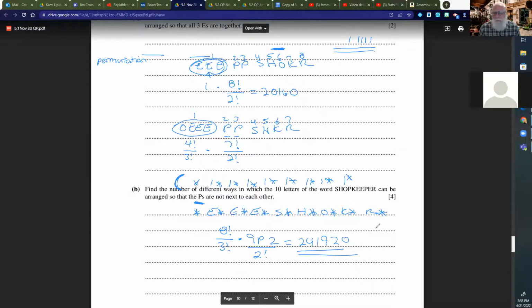Now, the other thing is, keep in mind, now there's only 2 P's, right? If there was more than 2 P's, or if there was more than 2 letters that they wanted to keep together, you have to be careful because sometimes they're going to say, I don't want them all to be together. And if they don't want them all to be together, what I'm saying is I don't want all 3 or 4 of them to be together, but I'm okay with 2 of them to be together. In this case, though, it's pretty clear they have to be separated because there's only 2 of them.